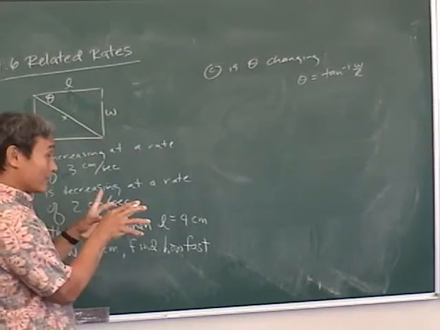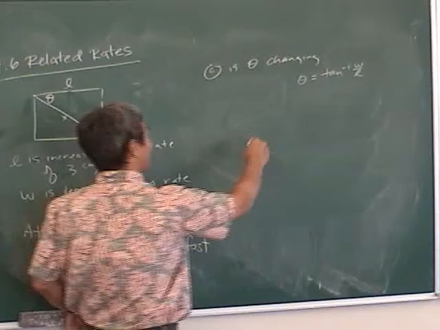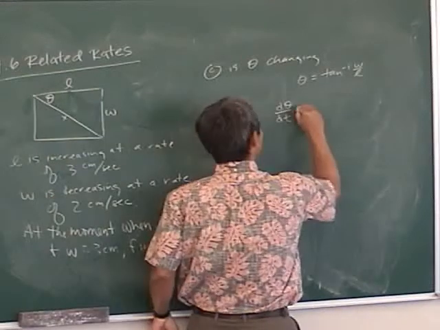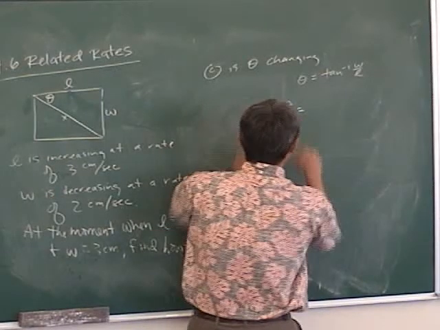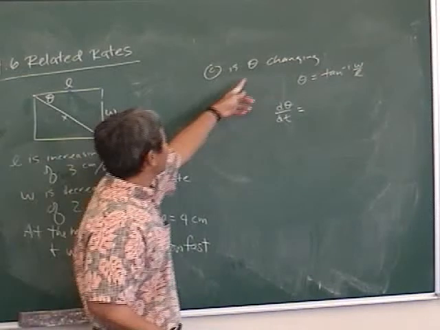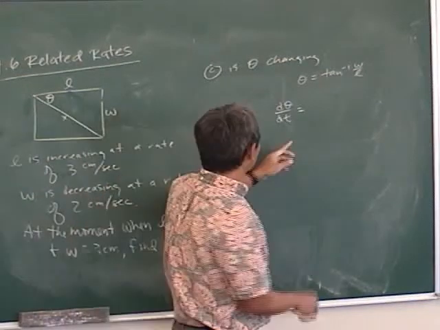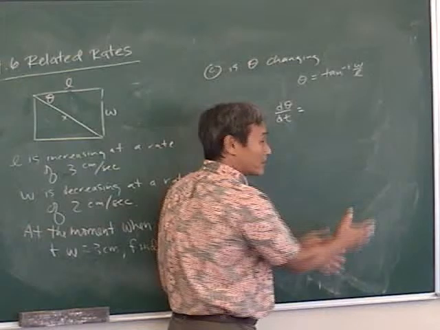Because when you take the derivative with respect to time, you're going to get dθ/dt, and that's what you're trying to find, right? How fast is theta changing? That's dθ/dt. So just by taking the derivative of this, boom, you're getting what you tried to find.